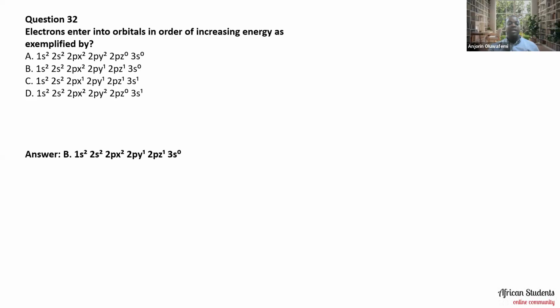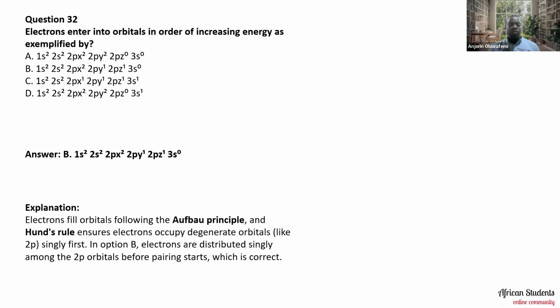So electrons will enter into orbitals in order of increasing energy as exemplified by 1s2, 2s2, 2px2, 2py1, 2pz1, and then 3s0. Electrons fill orbitals following the Aufbau principle and Hund's rule, which ensure that electrons occupy degenerate orbitals like 2p singly first. In option B, electrons are distributed singly among the 2p orbitals before pairing starts, which is correct. Okay.